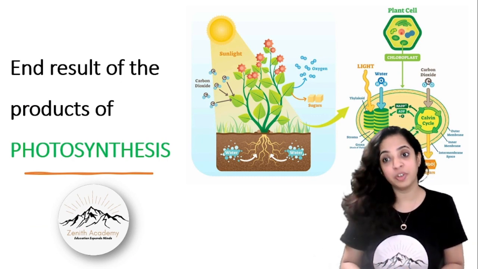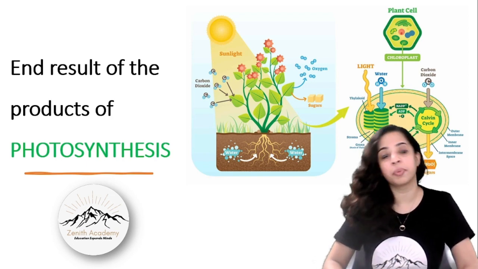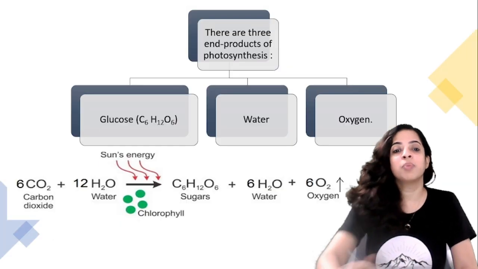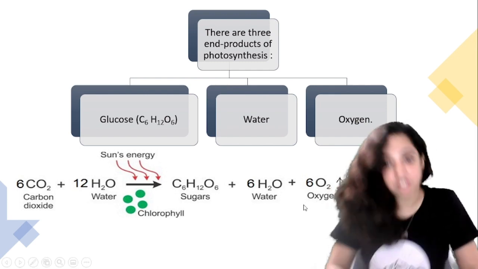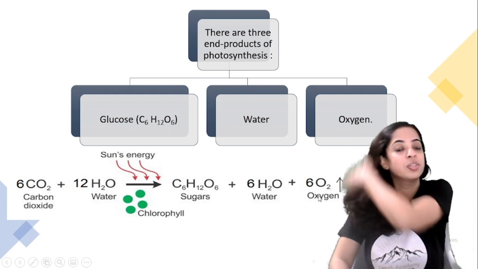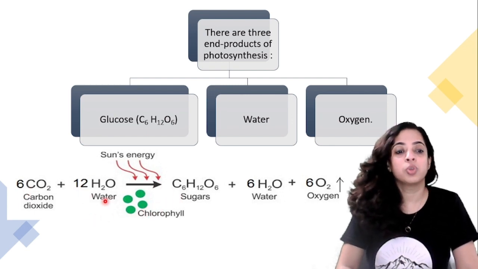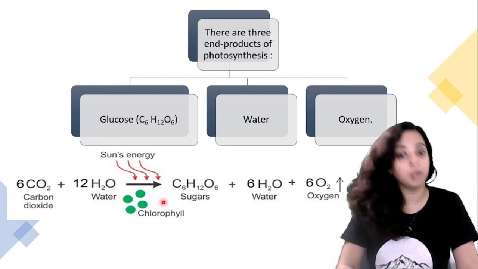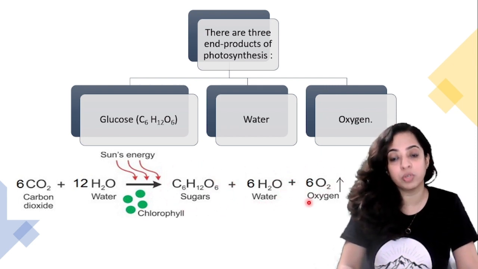So this is the continuation of the chapter photosynthesis, and in this module we will study the end products of photosynthesis. My dear children, there are 3 end products of photosynthesis, that is glucose, water and oxygen. So this reaction is extremely important. I have explained this reaction in the first module or the first part of this chapter. So remember, 6 molecules of CO2 combine with 12 molecules of water, in the presence of sunlight and chlorophyll, to form 1 molecule of glucose, 6 molecules of water and 6 molecules of oxygen.